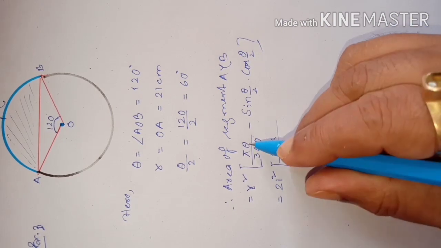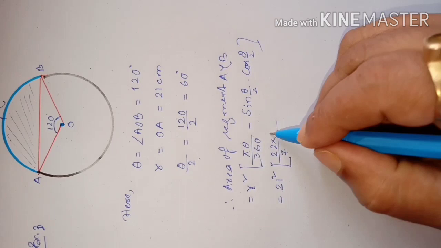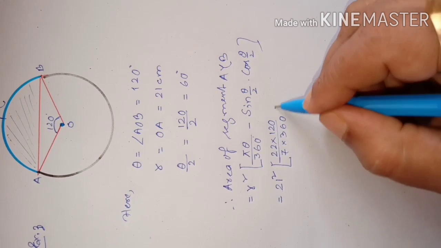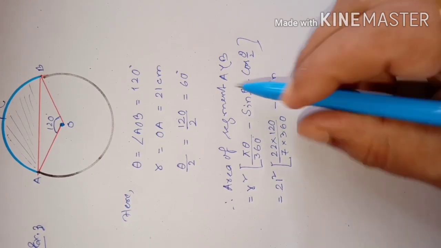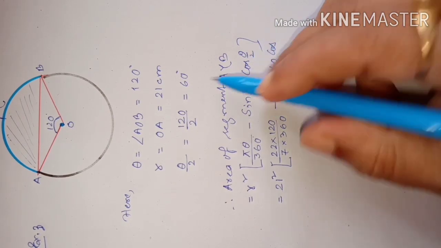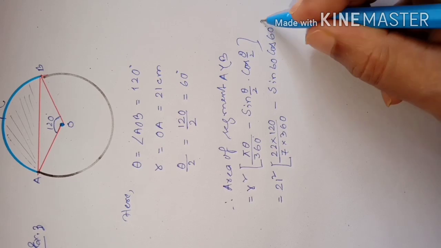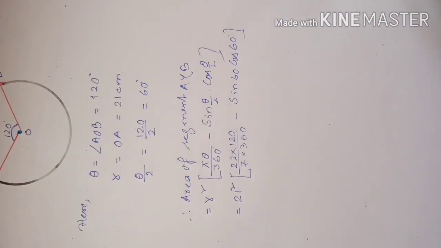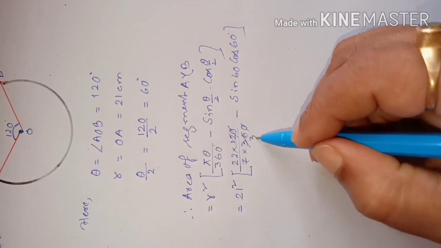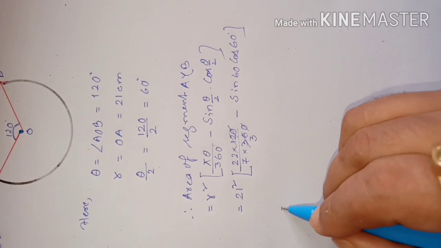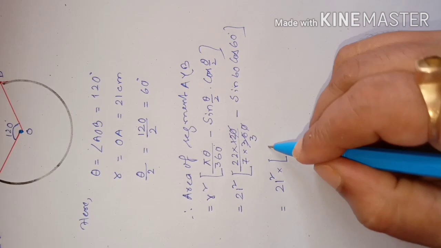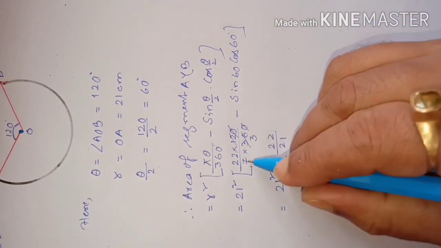Theta is 120. Use it here, 120 over 360 down there. Minus sin theta by 2. Theta by 2 is 60. You put here 60. Cos theta by 2, that is also 60. So cos 60. Now you can cancel this. 0 cancels here. 12 cancels here 3 times. Then we will have 21 square into 22 by 21, 7 3s are 21.